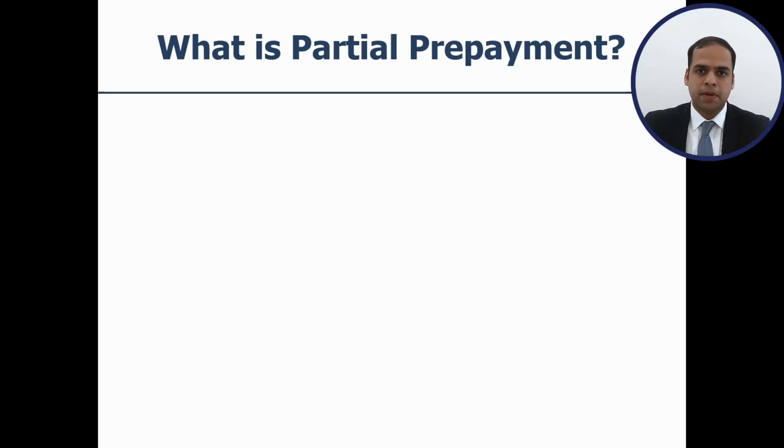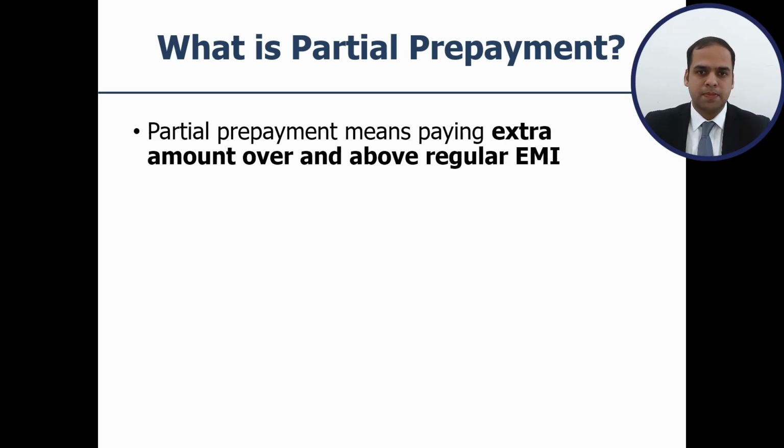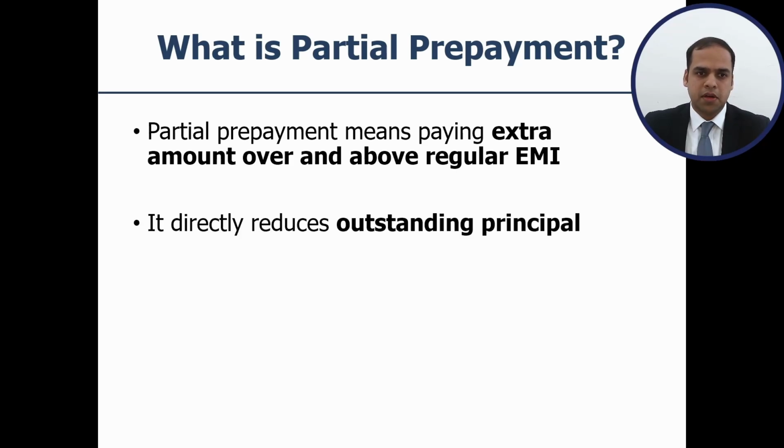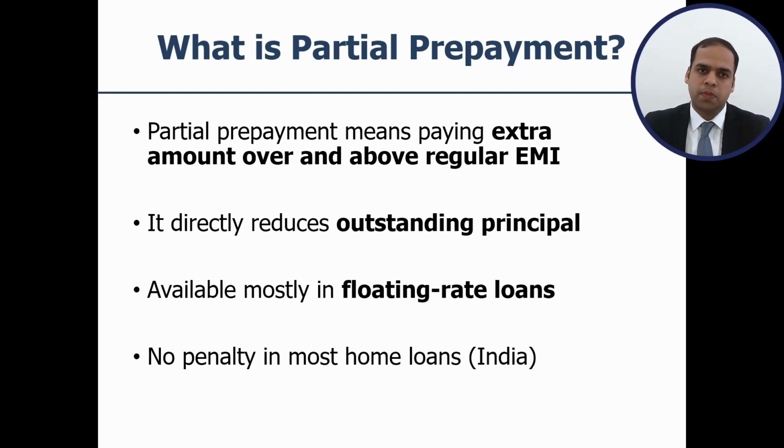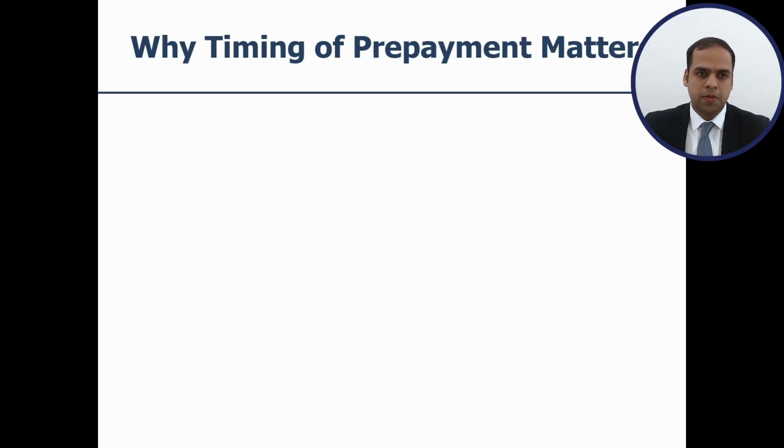So what is partial prepayment? First, we will learn what is partial prepayment. Partial prepayment means paying extra amount over and above the regular EMI. So, for example, we have taken a loan of around 50 lakh and we have a regular EMI. And if we want to pay an extra top up or partially prepay that outstanding loan, that is called partial prepayment. It directly reduces the outstanding principal, available mostly in floating rate loans, and in India, no penalty is mostly charged on home loan.